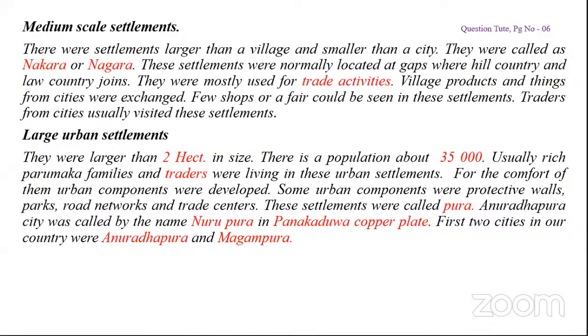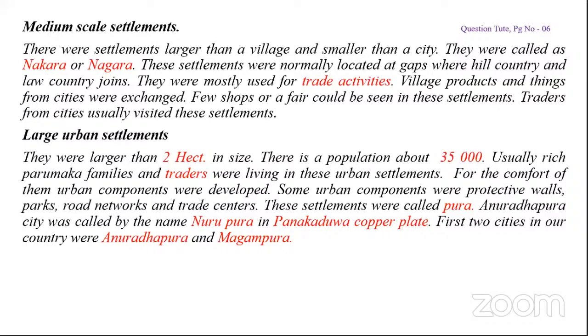These settlements were called Pura. So Anuradhapura, Magampura. That Pura part came at the end of the name. Anuradhapura city was called by the name Nurupura in the Panakadu copper plate. The Panakadu copper plate was the source that gives information about King Vijayabahu I. In that one, Anuradhapura was known as Nurupura. The first two cities in our country were Anuradhapura and Magampura.